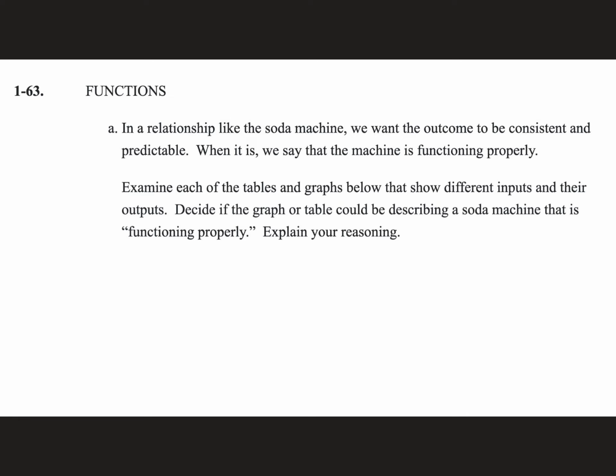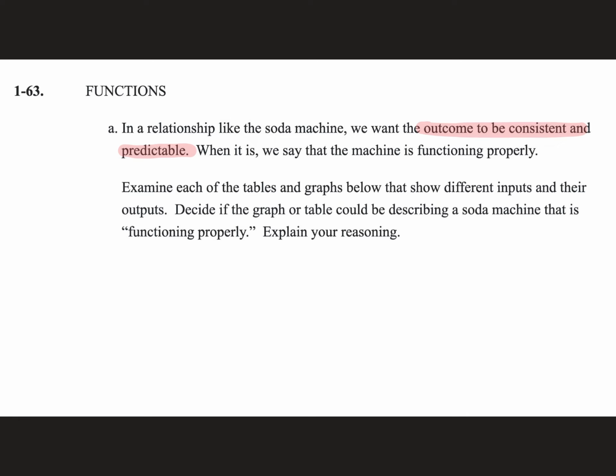So functions. In a relationship like the soda machine, we want the outcome to be consistent and predictable. And those are some key words here. We want those outcomes to be consistent and predictable. When it was, we said that the machine is functioning properly. We're going to look at each of the tables and graphs on the next couple pages that show different inputs and their outputs. Decide if the graph or table could be describing a soda machine that is functioning properly.